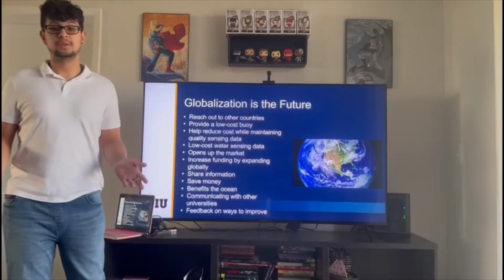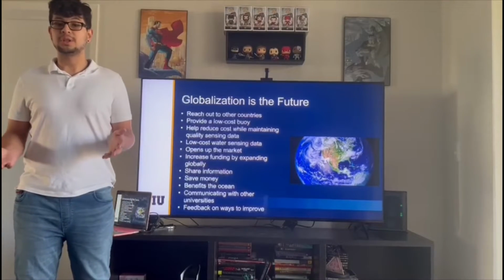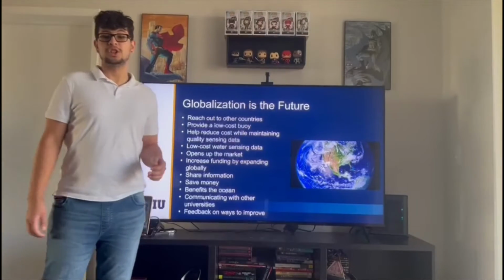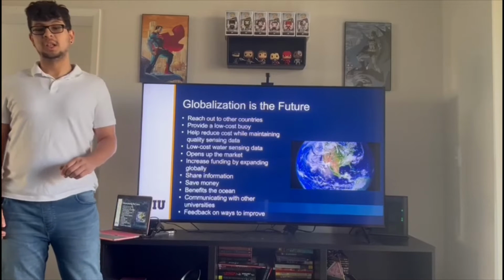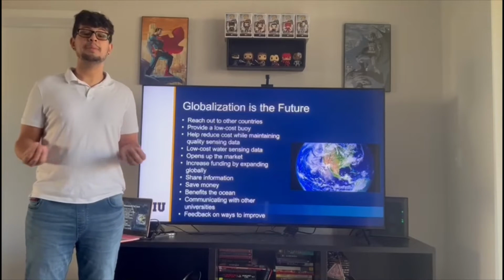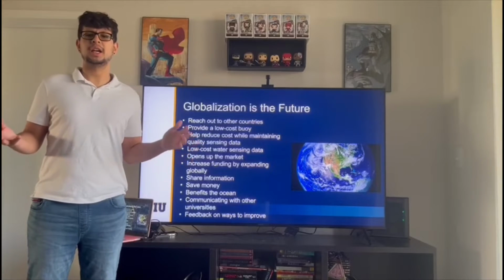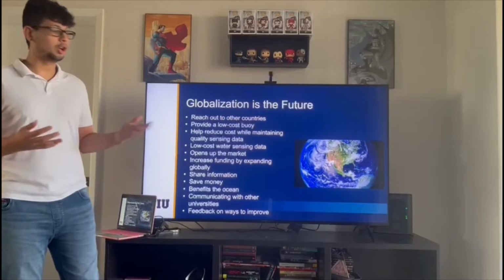Globalization is the future. What can globalization do? It can reach out to other countries. It can open up the market, increase funding, share information, eventually save money. And it has many benefits for the ocean. Communicating with other universities and receiving their feedback are ways to improve our low-cost buoy.